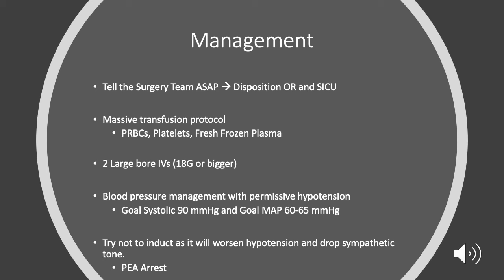You're going to want to get 18 gauges or bigger, but in this situation, we'll take anything. The best IV that a patient can have is the one that's in the vein. Blood pressure management with permissive hypotension is also important. You're going to want a goal systolic of about 90 and a goal MAP of between 60 and 65. At this point, if you just have some free time, there's definitely a benefit to having an ART line in so you can get better blood pressure monitoring, but this isn't necessarily a priority.